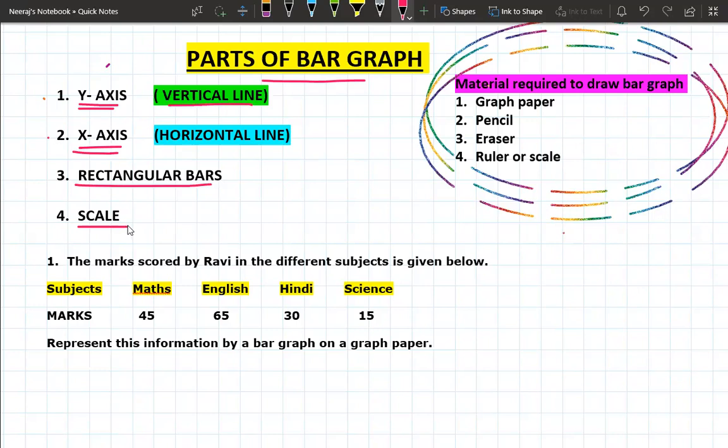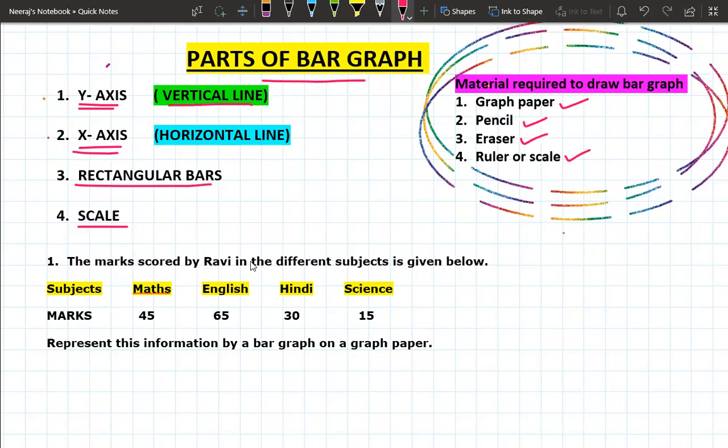Like we construct a building, we need materials for it, like bricks and sand. So for the construction of the bar graph, we need materials: a graph paper, a pencil, one eraser, and one ruler or a scale. Because you have to draw straight lines, the ruler will help you make straight lines. So let's have a look at the first question, how to construct a bar graph.